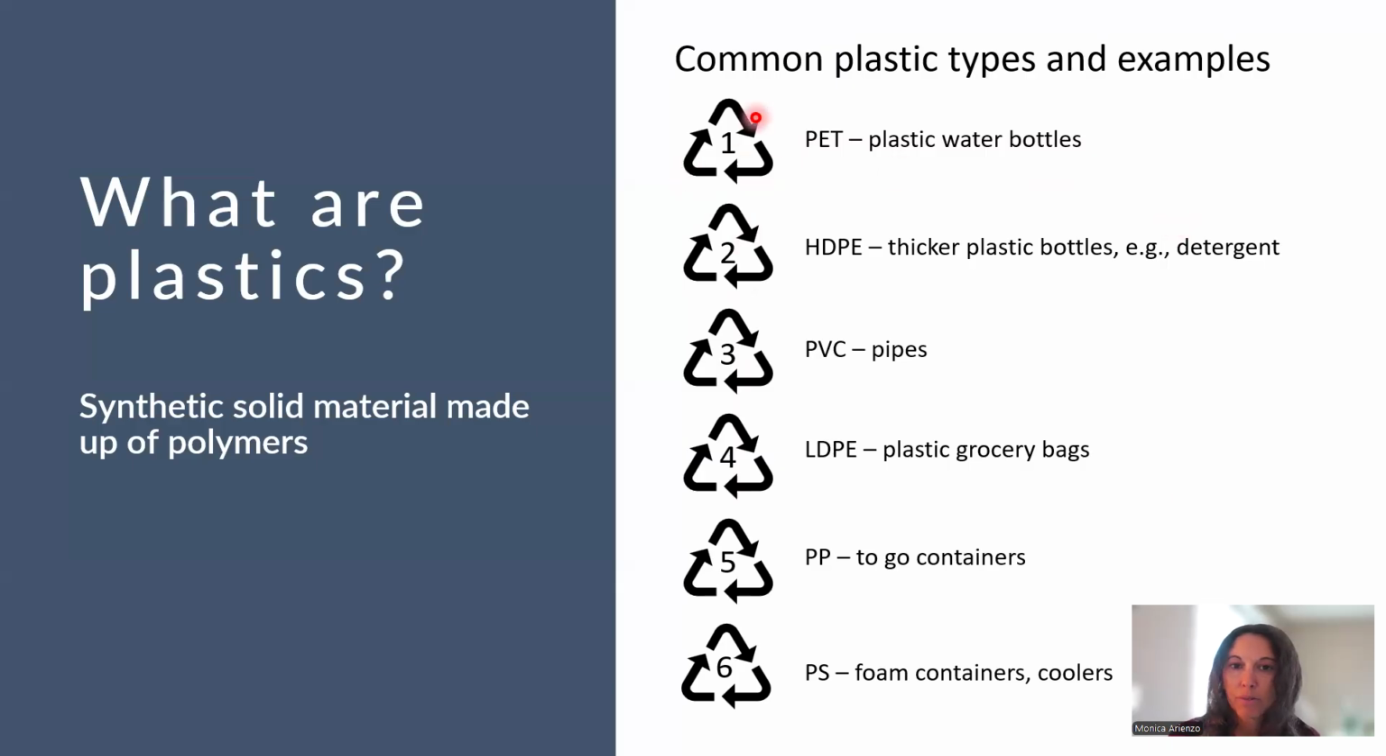And these numbers represent the different types of plastics. So, for example, this number one indicates polyethylene terephthalate or PET, which is a common type of plastic for plastic water bottles. Plastic type number two is HDPE, which is a thicker plastic bottle, for example, a detergent bottle. And so these different plastics that you interact with every day are actually different types of plastics in terms of their chemistry and then in terms of what they're used for.